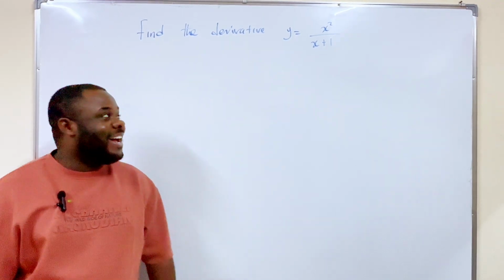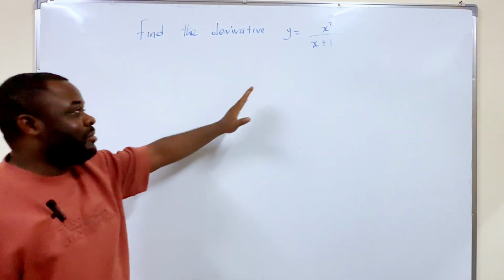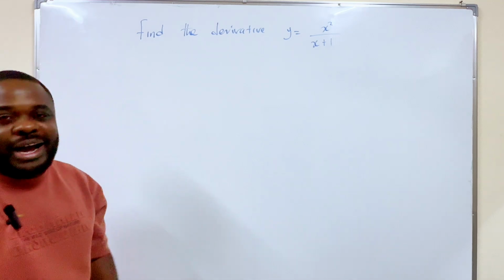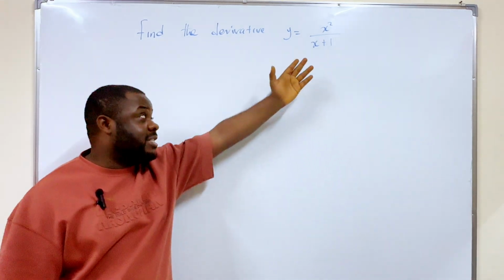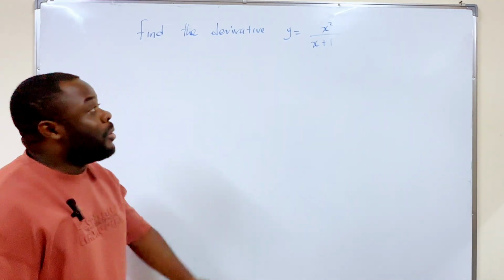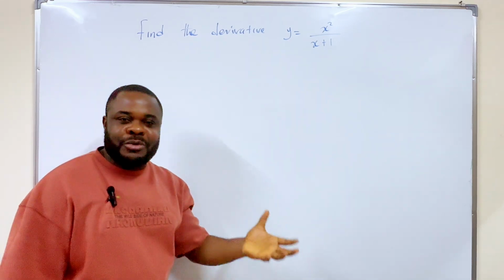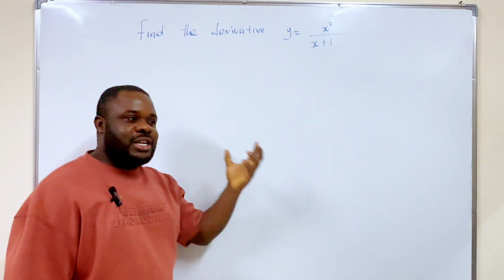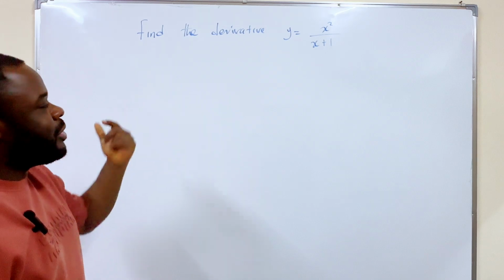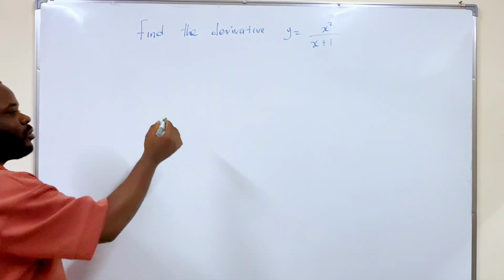Welcome back to the channel. We were asked to find the derivative of this function. When you look at this function, you discover that it is a rational function. When you have a rational function, the best way to go about it is the quotient rule if you are doing the derivative. So, what does the quotient rule say?